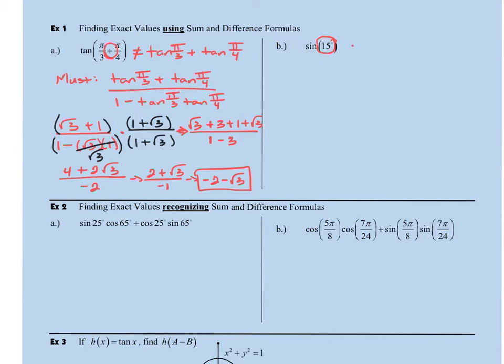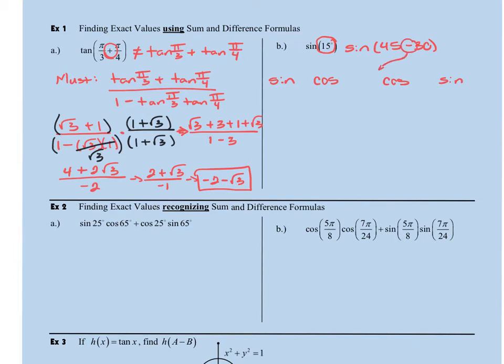We could rewrite this one as the sine of 45 minus 30. And what we want to remember is that's not equal to the sine of 45 minus the sine of 30. We need to expand it using that sum and difference formula. And remember, our pattern is sine, cosine, cosine, sine, and on sine, the sign stays the same.